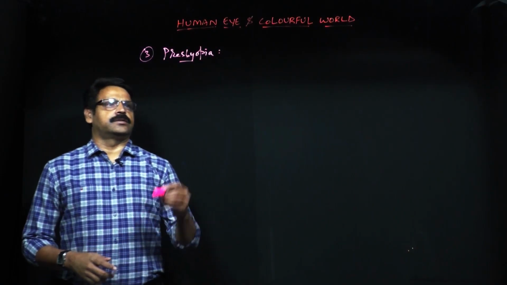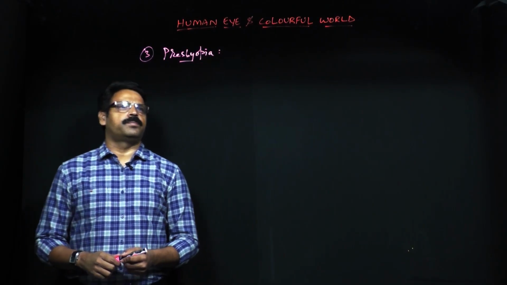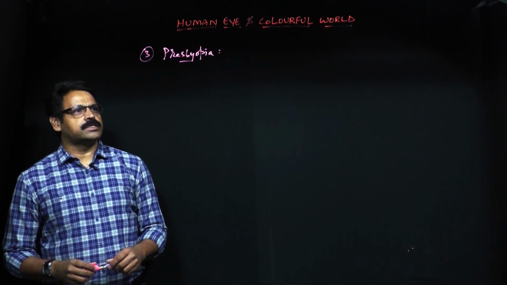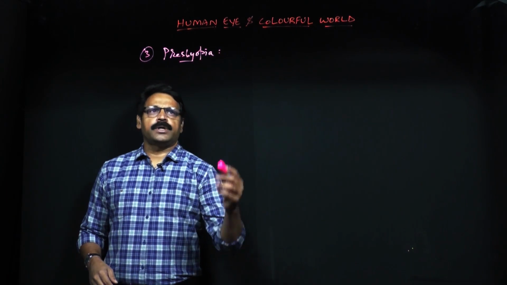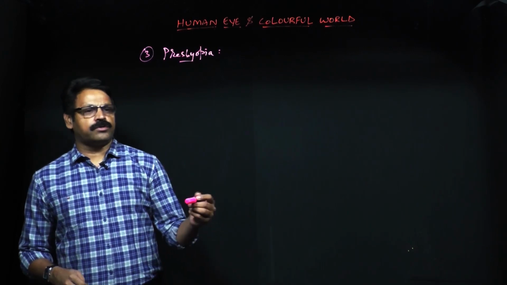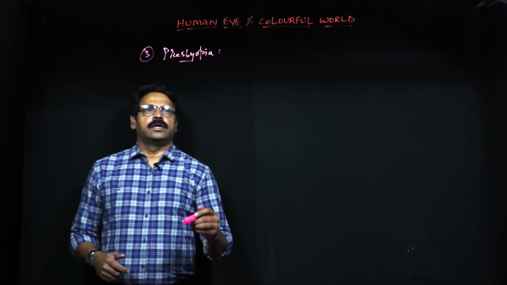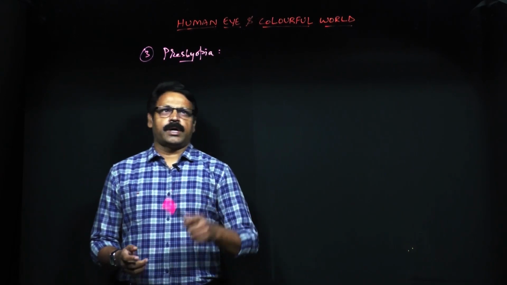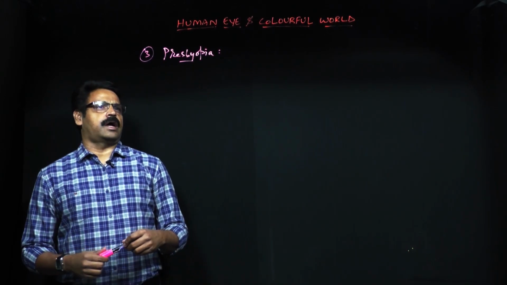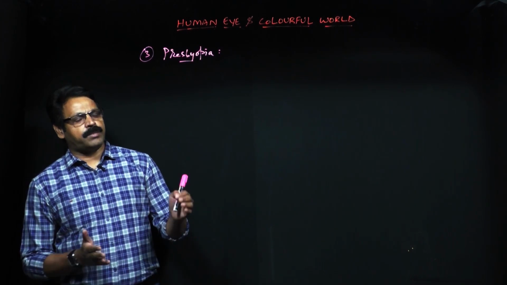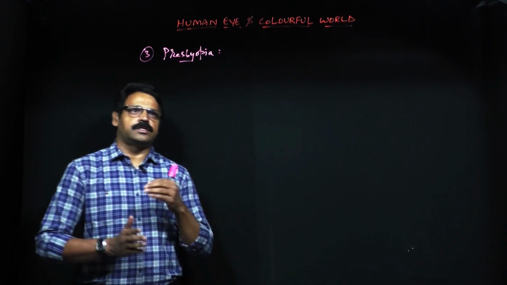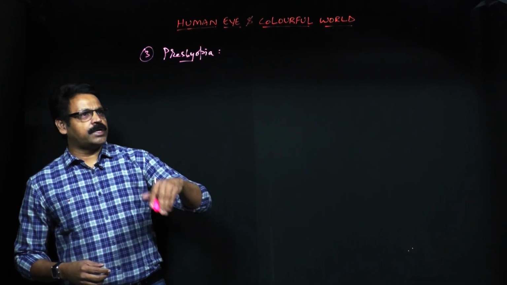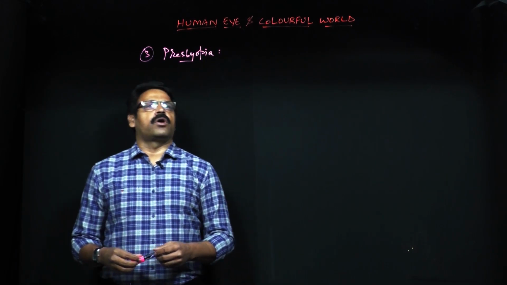Now we look at the third type of defect, that is called presbyopia. Here we have seen what is myopia, what is hypermetropia. Myopia is a defect by means of which only nearby objects can be seen clearly, and that can be corrected by means of the concave lens. And hypermetropia is the defect by means of which you can see only the distant objects, nearby objects cannot be seen, and that can be corrected with the help of the convex lens.